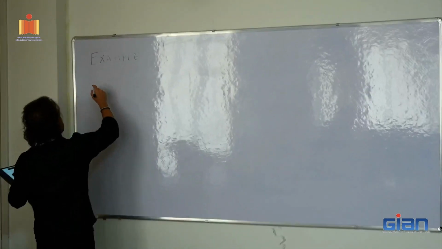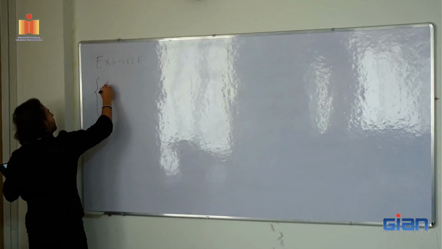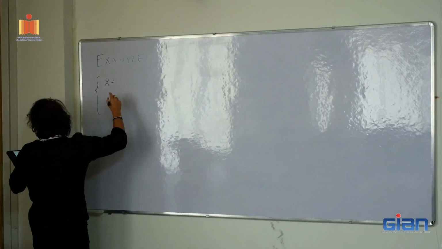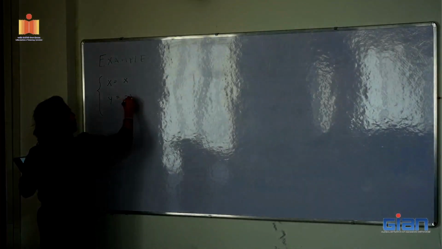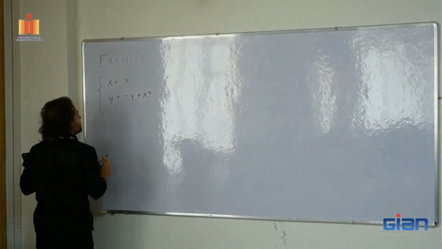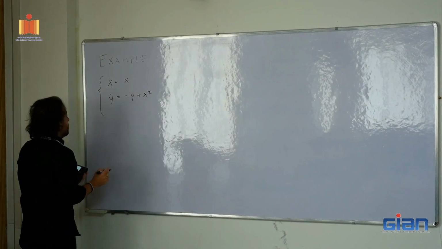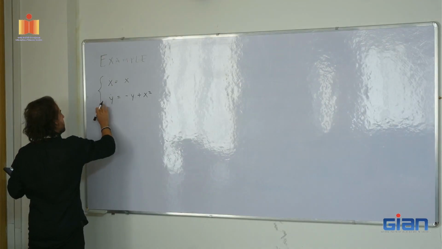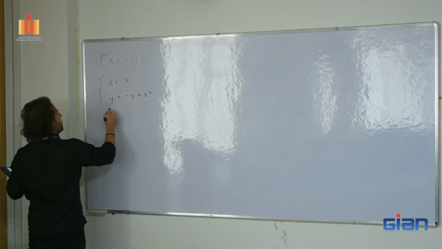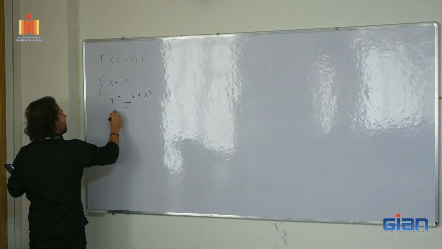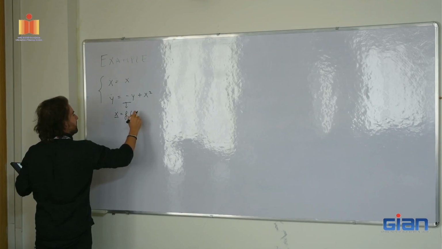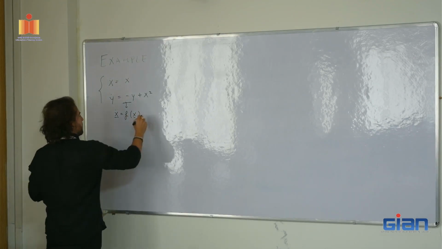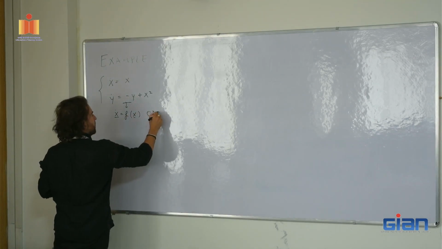So basically, the example we had yesterday was this one. It was a very simple example: x dot equals x and y dot equals minus y plus x squared. And in general we call this x dot vector equal to f of x, and not t. Right? So this is basically our dynamical system or ordinary differential equation.